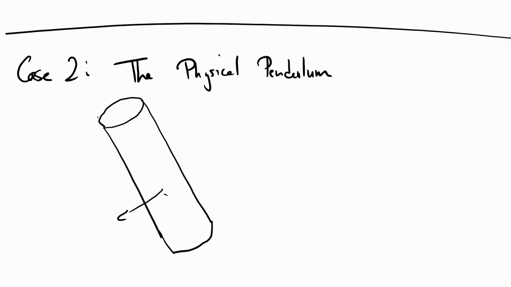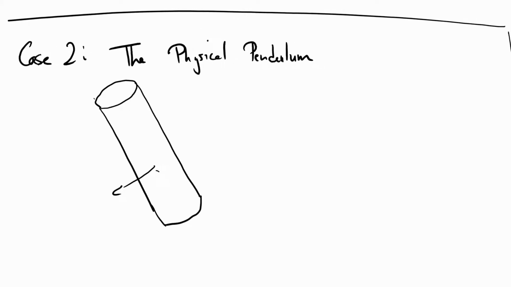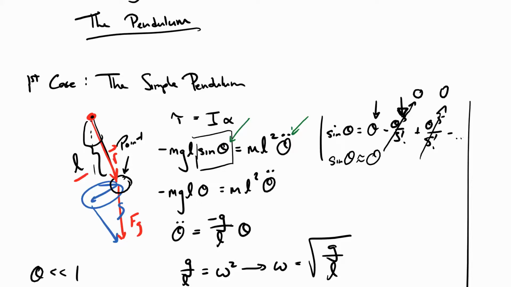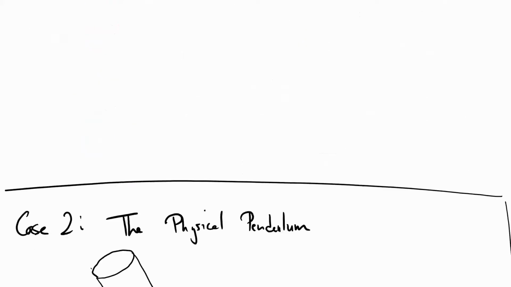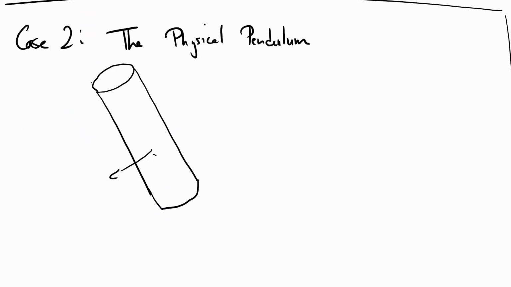Let us consider the physical pendulum. So what's different? In the simple pendulum, the bob of the pendulum here is a point mass. It has no size or shape. The thread is massless. Here, the entire pendulum is massive. So let us say that the pendulum has some radius r and some length L.